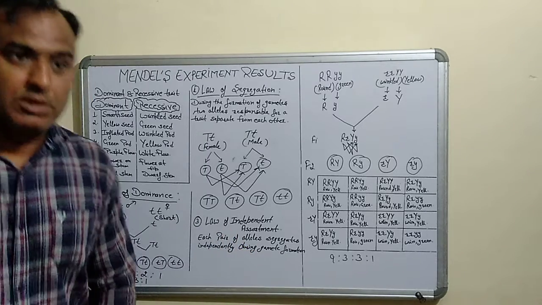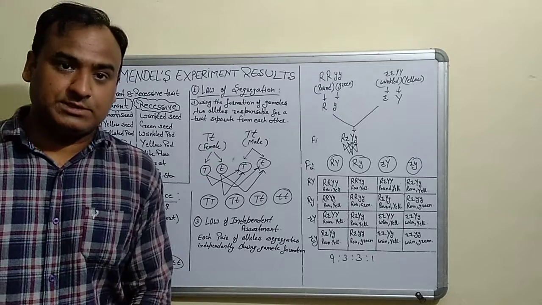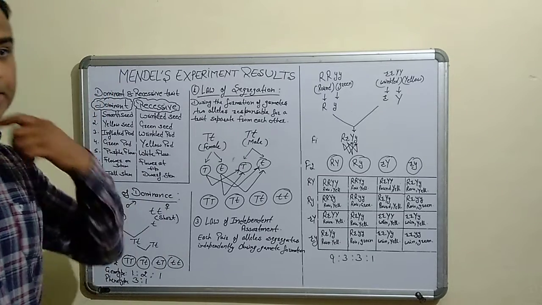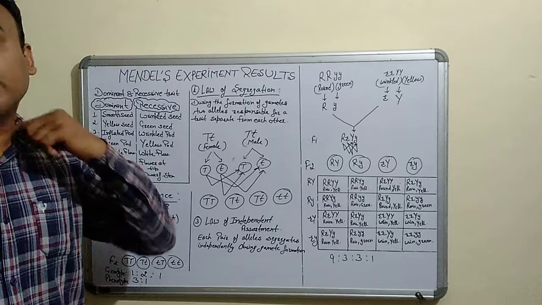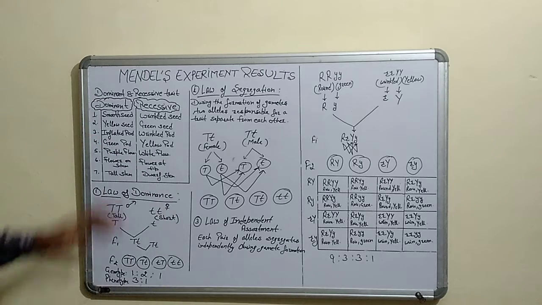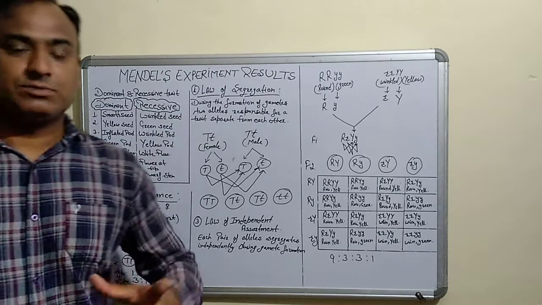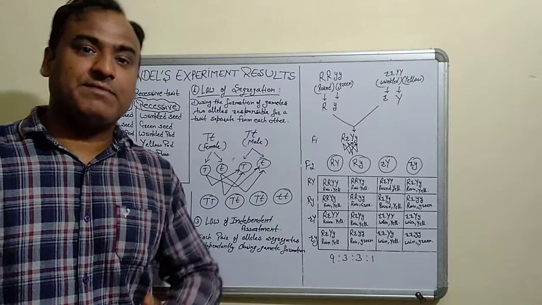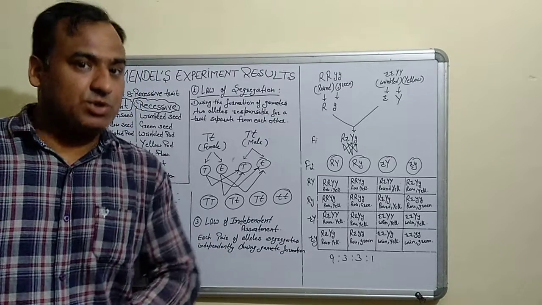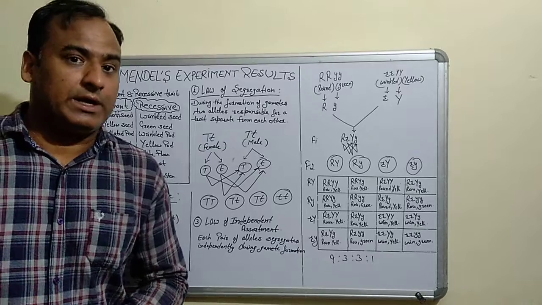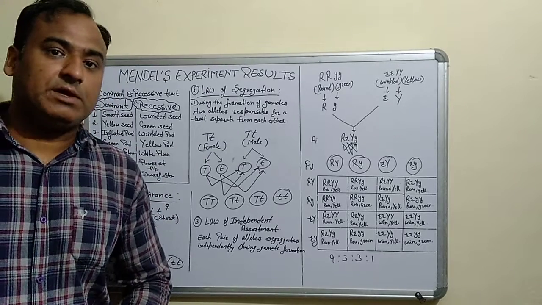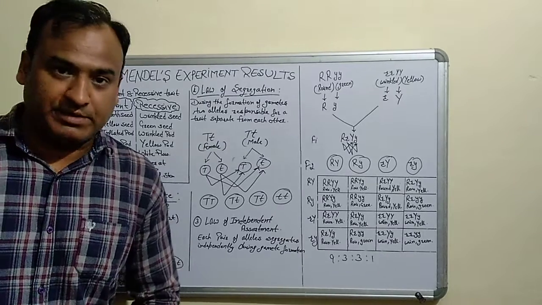Okay, Mendel. See, Mendel is known as the father of genetics. Mendel chose garden pea for his experiment. Mendel performed experiments on the garden pea. Why did Mendel choose garden pea? Because garden pea is easily available, its life cycle is short, and all the characters which Mendel wanted to study are present in the pea plant.